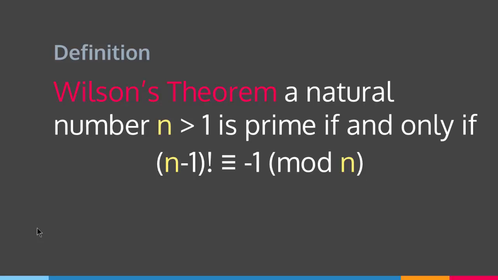So let's see what is Wilson's theorem. Basically, Wilson's theorem says that a natural number n that is greater than 1 is prime if and only if n minus 1 factorial is congruent to minus 1 mod n. If this condition holds true, then the number that you have, which has to be greater than 1, is prime. We haven't talked about factorials, so let me define what is factorial in case you don't know.